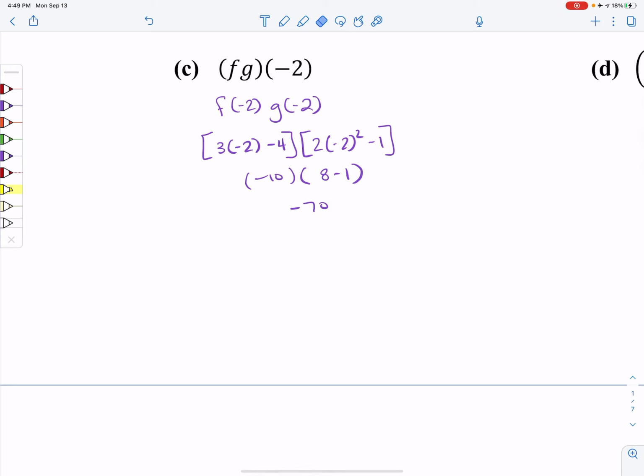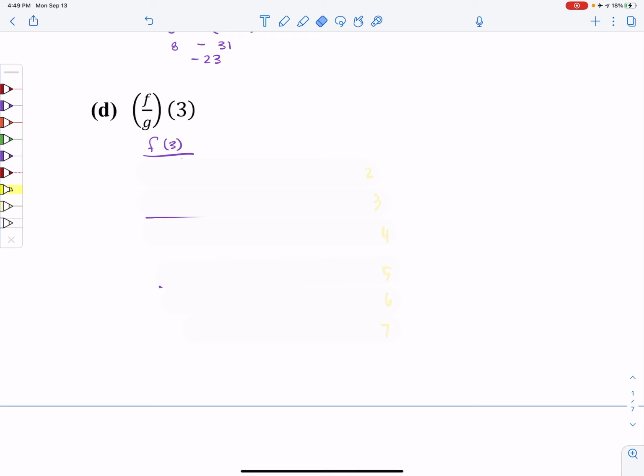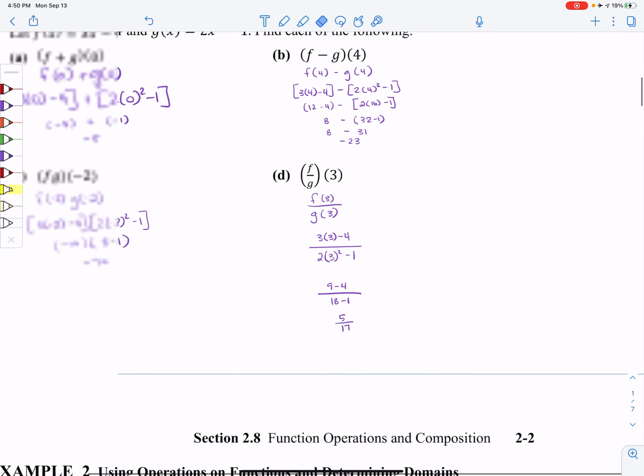And a negative 10 times a 7 is going to be a negative 70. All right, last but not least, let's talk about division. So we have f of 3 divided by g of 3. On top, f of 3 is going to be 3 times 3 minus 4 using those original equations. On bottom, g of 3 is 2 times 3 squared, or 9 minus 1. So we'll have on top 9 minus 4. On bottom, 18, because that 9 times 2 becomes an 18 minus 1, which is going to reduce then to 5/17, or not reduce, but simplify.